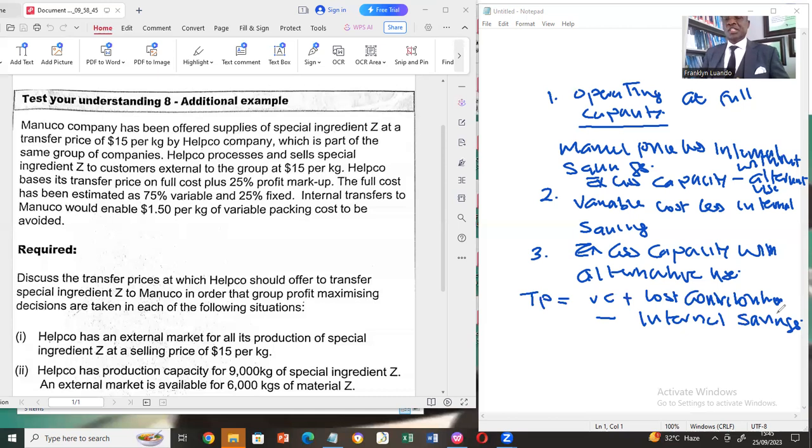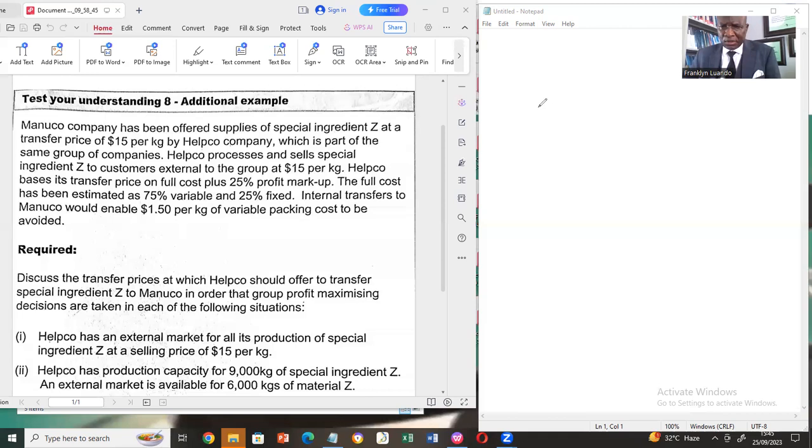So basically, that's how we determine the transfer price. Now we are going to look at the question, which I'm sharing on the screen there. Test your understanding 8 additional example. Now, before we go into the question, where the cost of production is not given, cost of production is equal to selling price less gross profit. That is very important. So now the cost of production is the makeup of fixed costs and variable costs. The fixed costs are not relevant for decision making, or rather they are irrelevant for decision making purposes. So we only get the proportion of the variable cost.